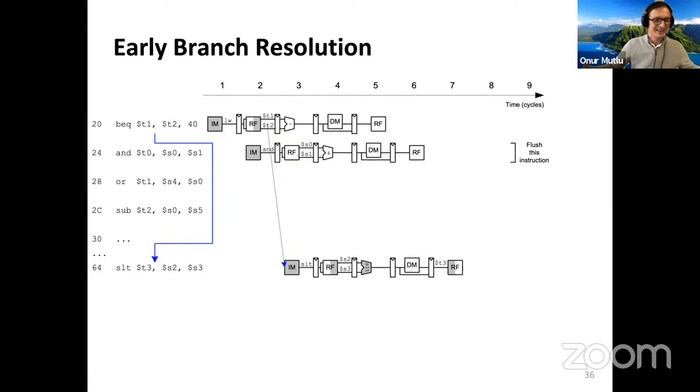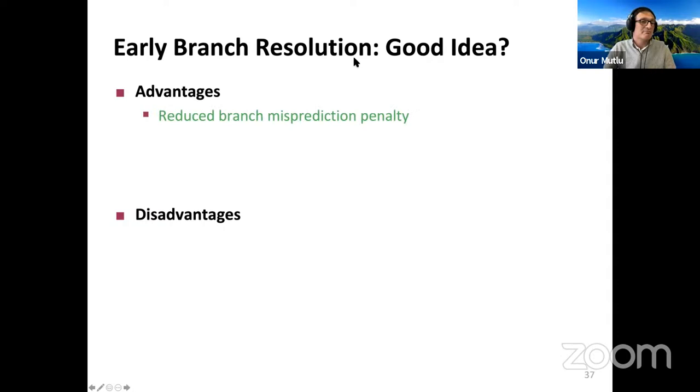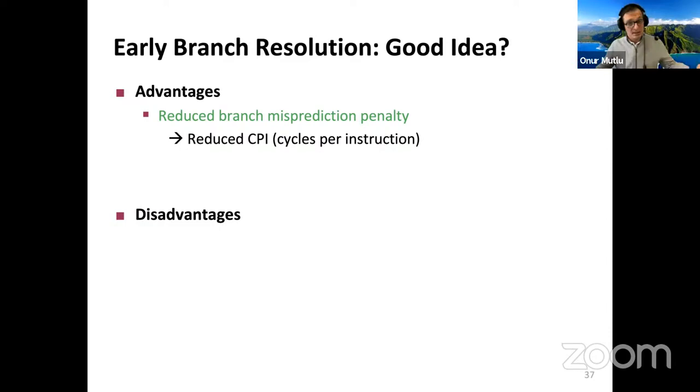Because we made that assumption such that an instruction writes to the register file only at the write back stage. If you start writing to the register file earlier, yes, all kinds of problems happen and you should not do that, okay? So basically, early branch resolution, is that a good idea? The advantage is, clearly, as I've shown you, reduced branch misprediction penalty. You flush only one instruction as opposed to three, which means that you reduce the cycles per instruction, clearly. Okay, so that's probably good.